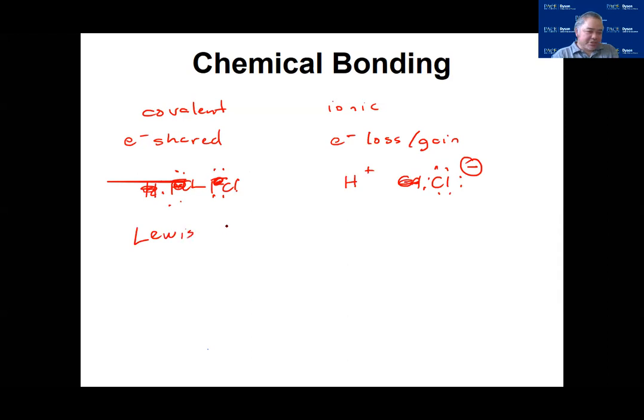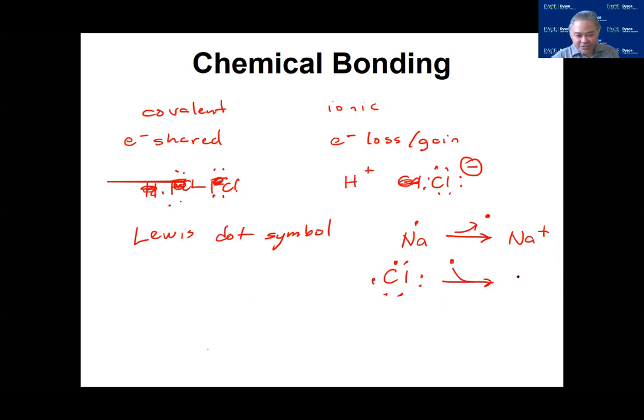So you have the Lewis dot symbol, which just represents what? The valence electron. So if you have sodium, you have it like that. If you remove the electron, you become Na+. Now your chlorine, it's in group 7, so it has 7 electrons. If it gains 1 electron, it has a negative charge. I can put it. So that's what it means in a chemical bonding.